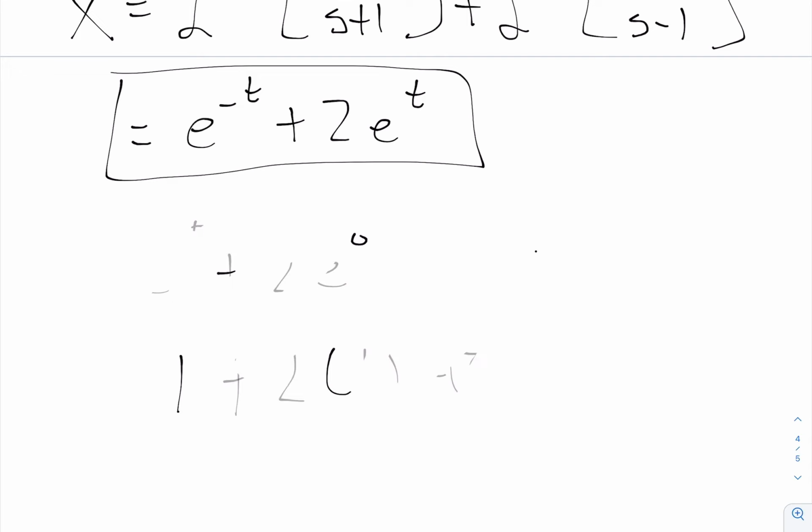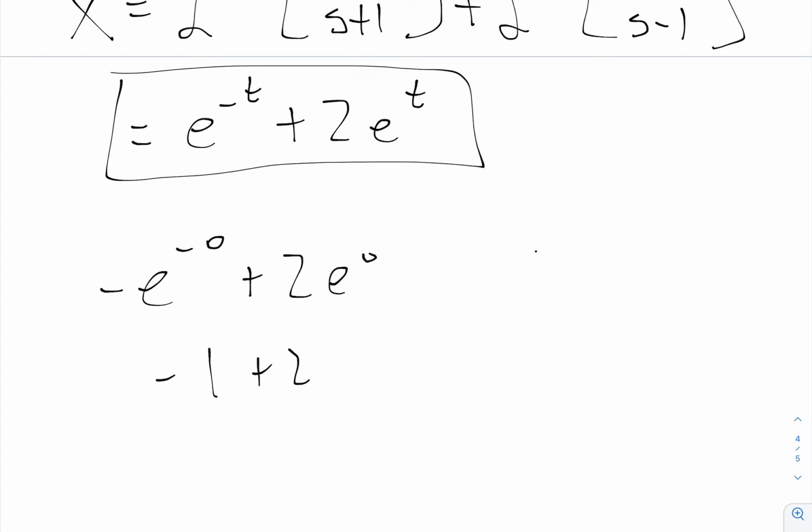And let's evaluate the first derivative at 0, and we should get 1. Remember, the first derivative was negative e to the negative t plus 2e to the t, and we're evaluating at 0. So it's negative e to the negative 0 plus 2e to the 0. This is negative 1 plus 2, which is just positive 1. So that also checks out. So that's how you can verify your solution. Should I do one more here?